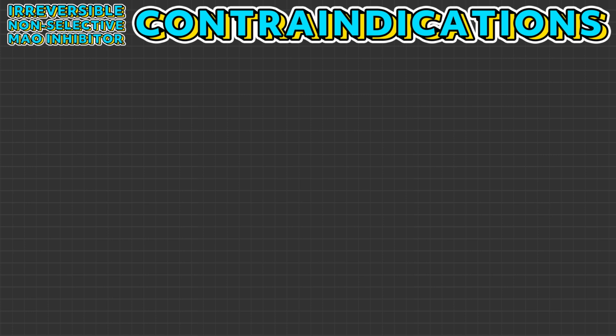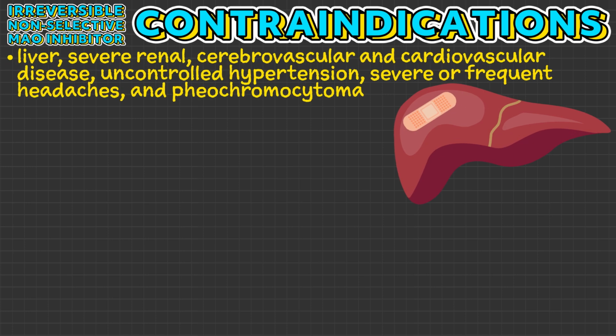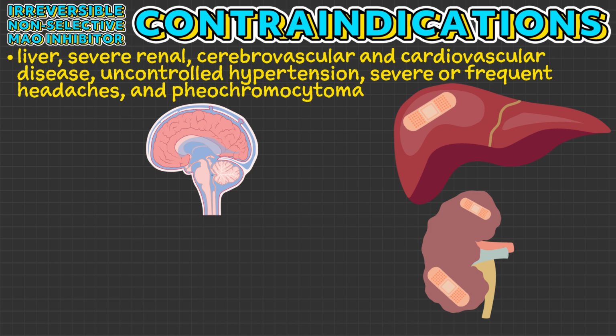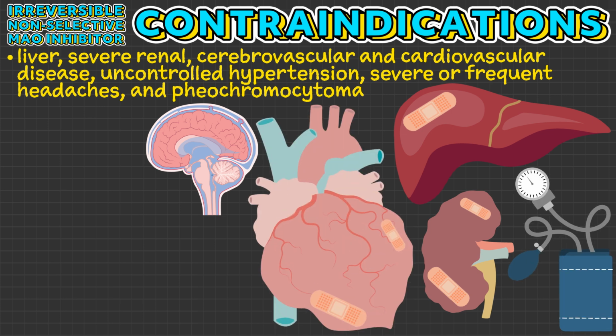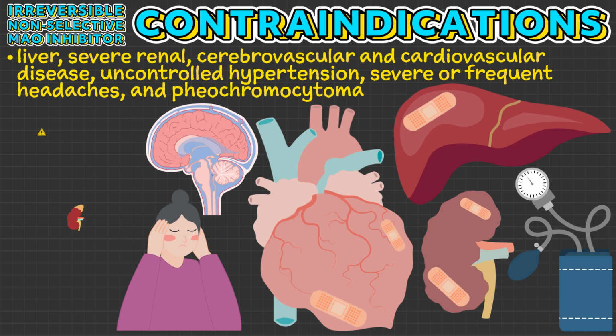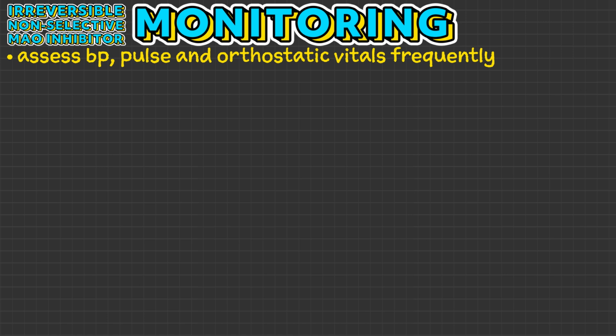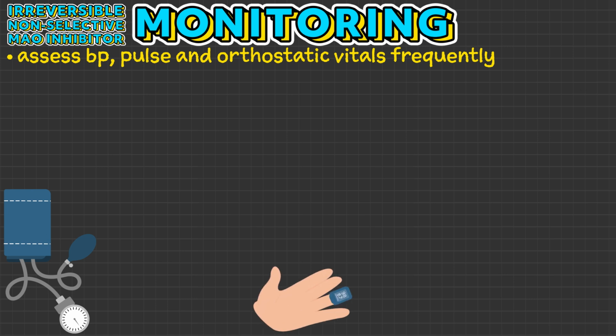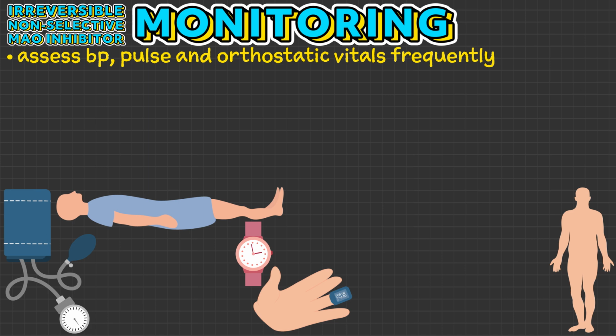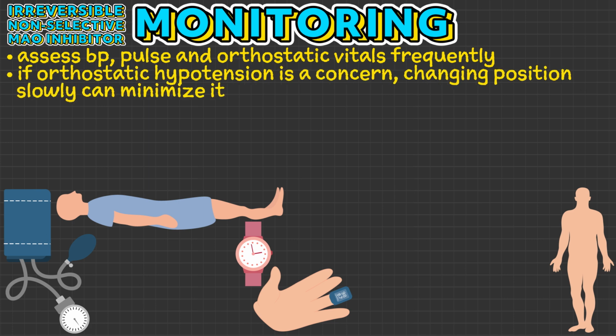Irreversible non-selective MAO inhibitors are contraindicated in patients with liver, severe renal, cerebrovascular, and cardiovascular disease, uncontrolled hypertension, severe or frequent headaches, and pheochromocytoma, an adrenal gland tumor that can cause dangerously high blood pressure. When receiving treatment with an irreversible non-selective MAO inhibitor, it is essential to assess blood pressure, pulse, and orthostatic vitals frequently. Measuring orthostatic vitals involves measuring blood pressure and pulse first while lying down, and then again after standing for 1 to 2 minutes. If orthostatic hypotension is a concern, changing position slowly can minimize it.